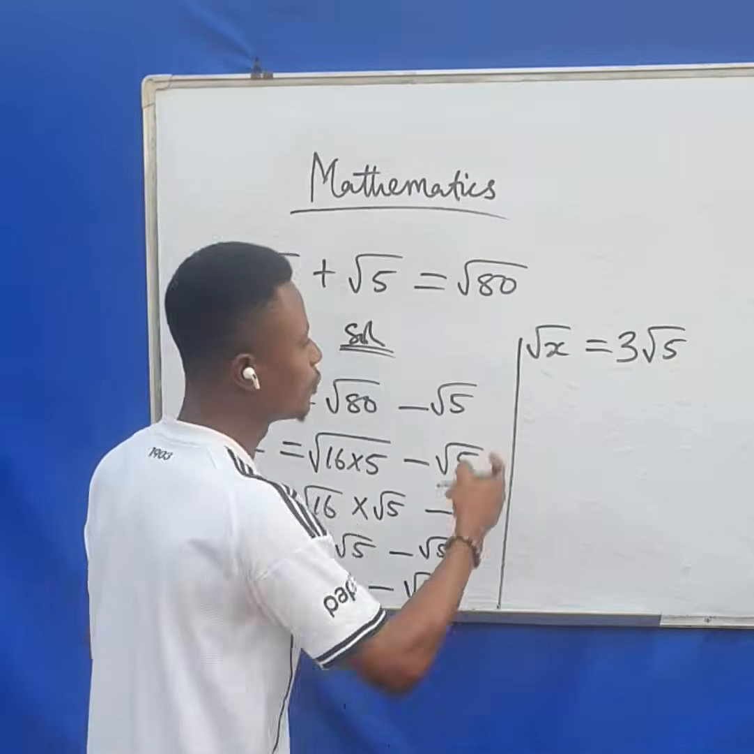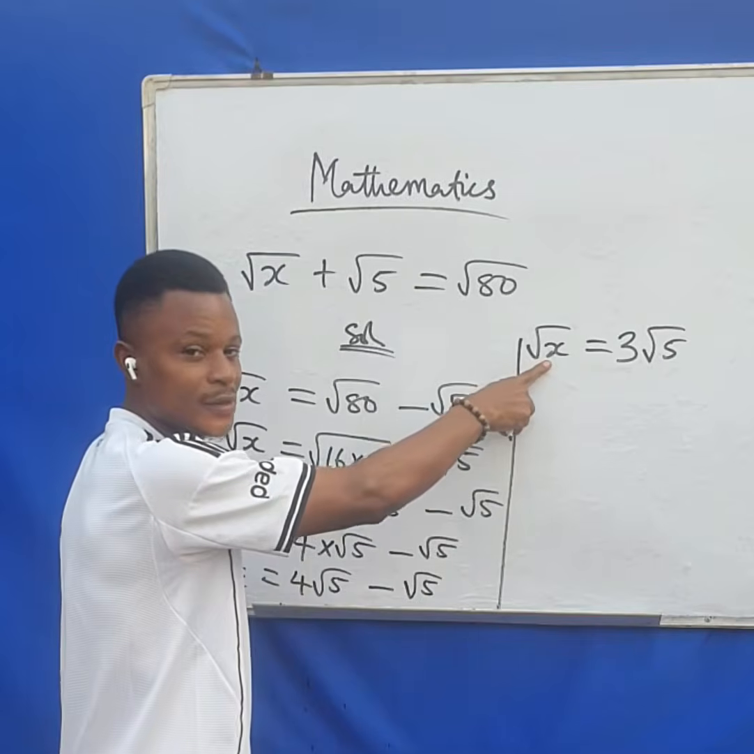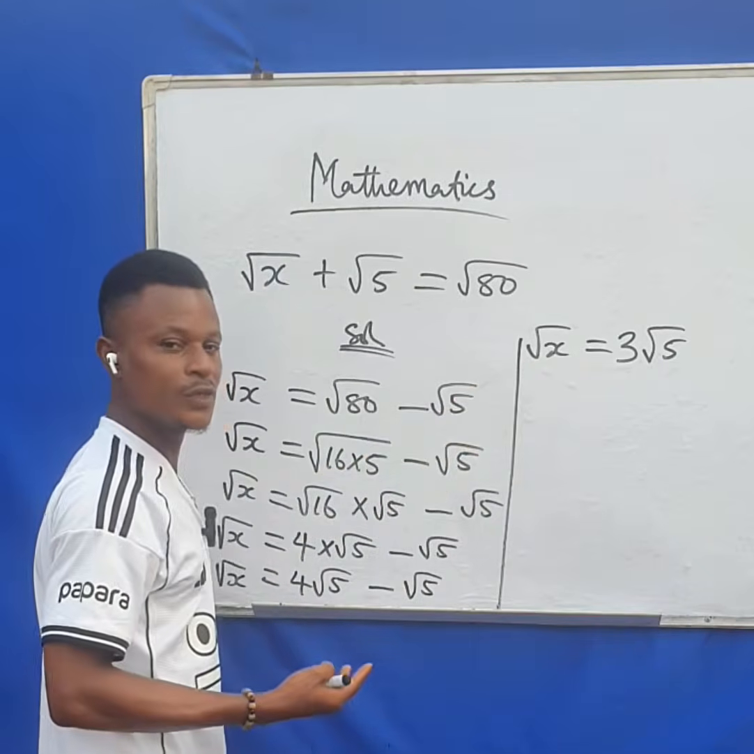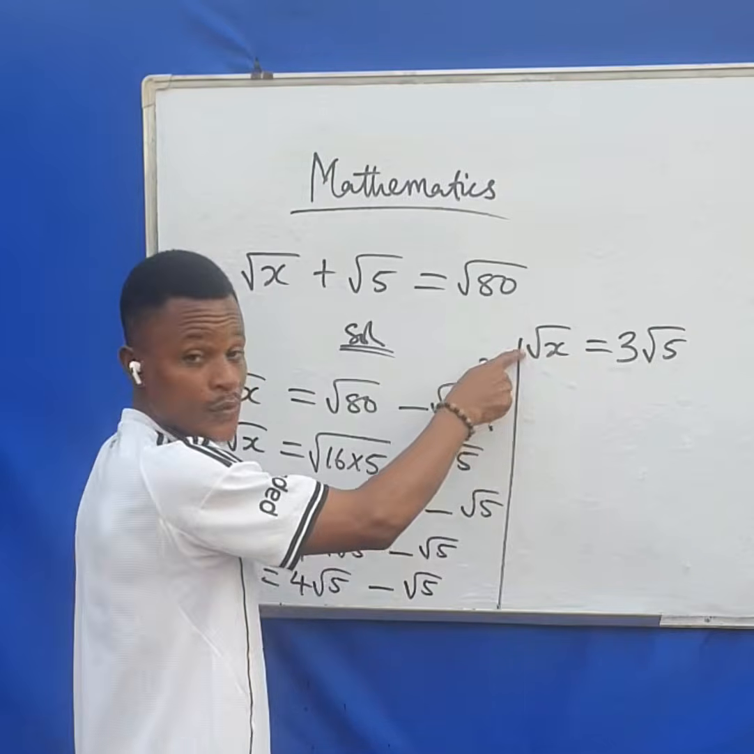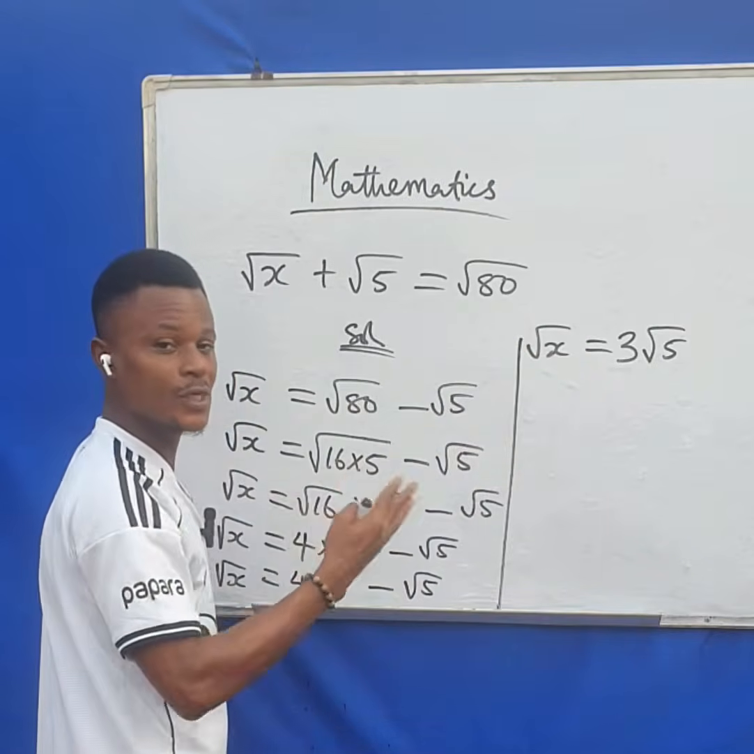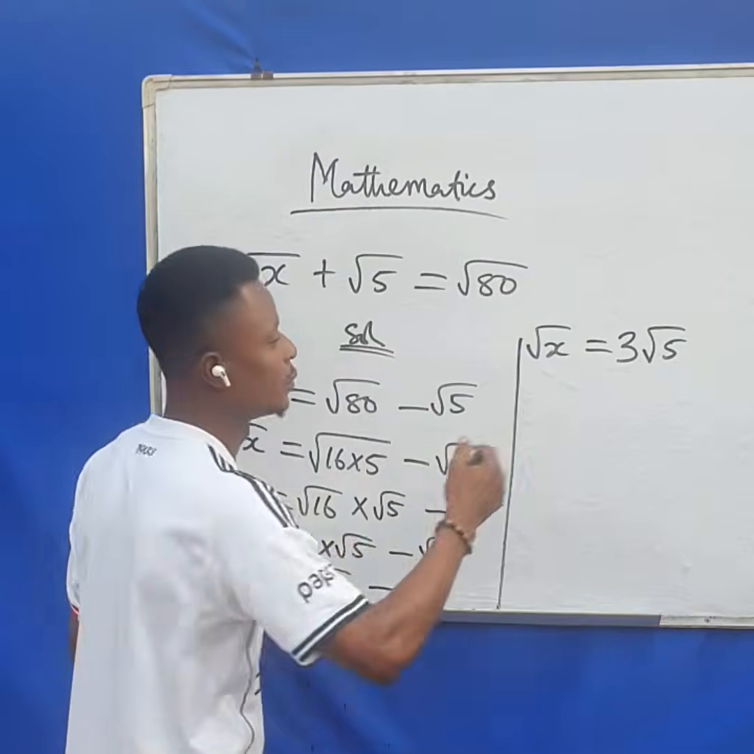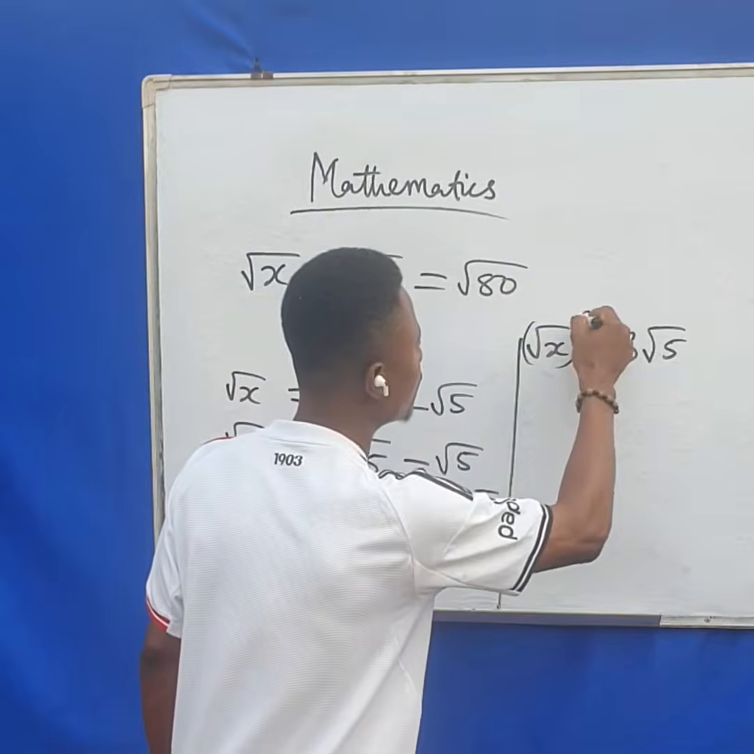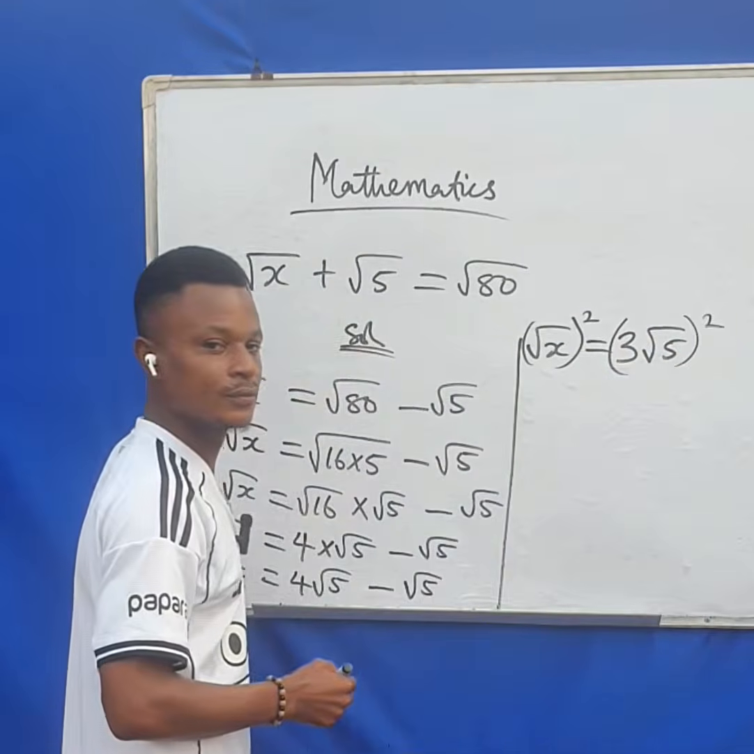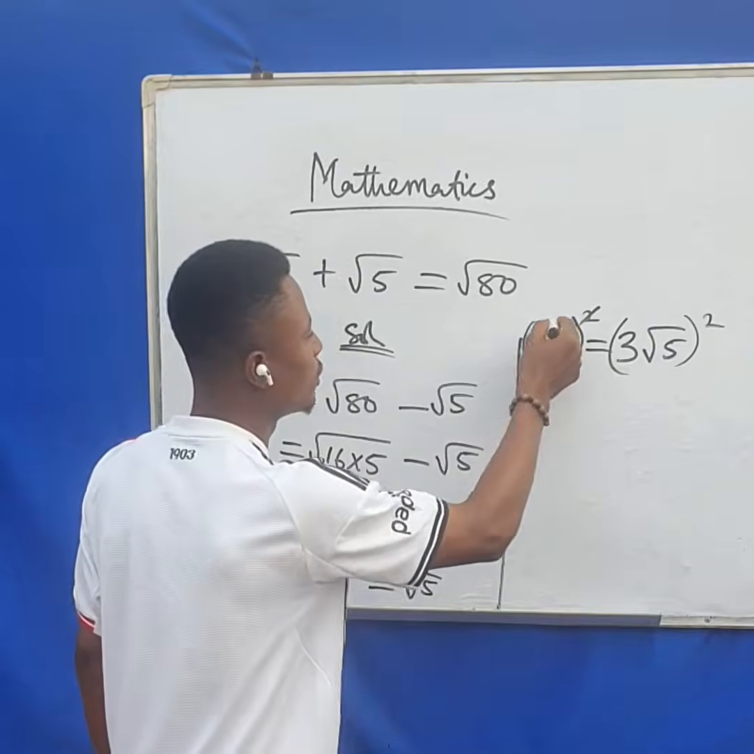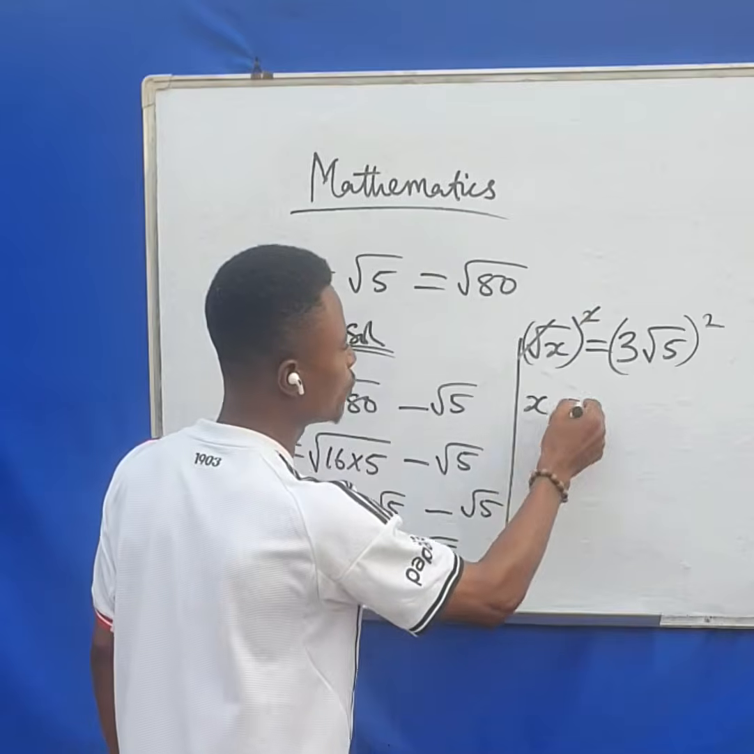Now, the next thing to do is to get rid of this square root sign here so that we can get only our x. The question is, how do we get rid of the square root sign? Anytime you want to remove a square root sign, you take the square of both sides of the equation. So we are going to square this and also square this. This power 2 here and this square root sign will cancel. And we have x equal to.